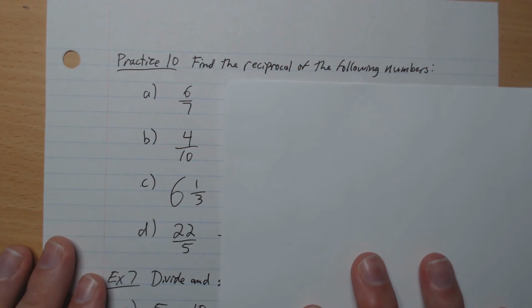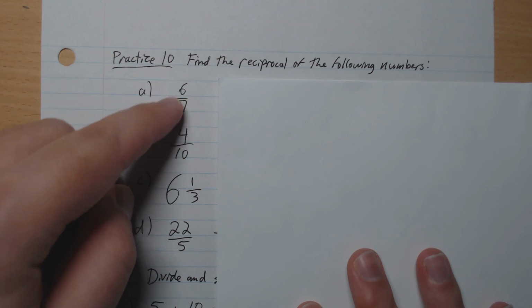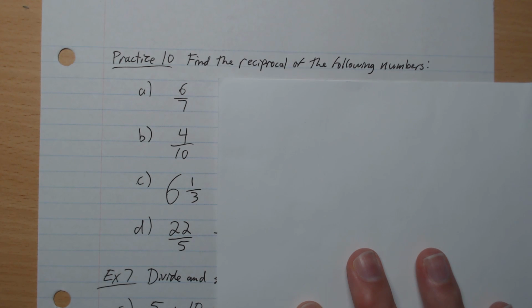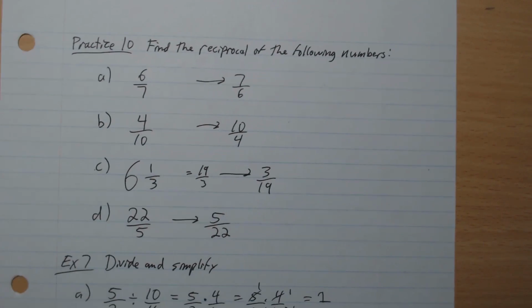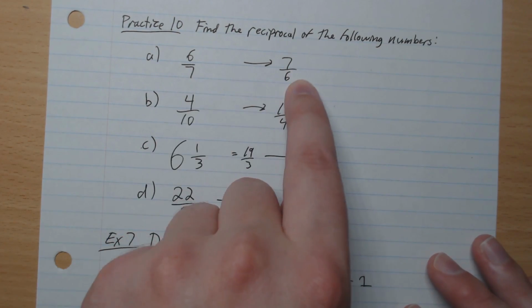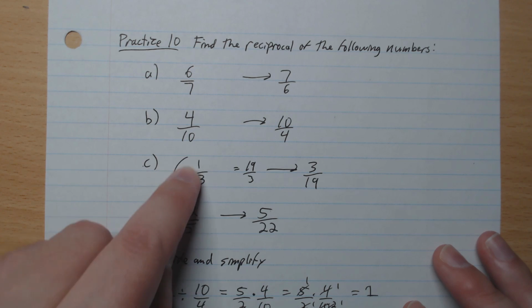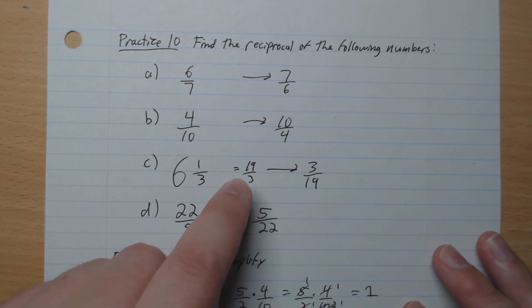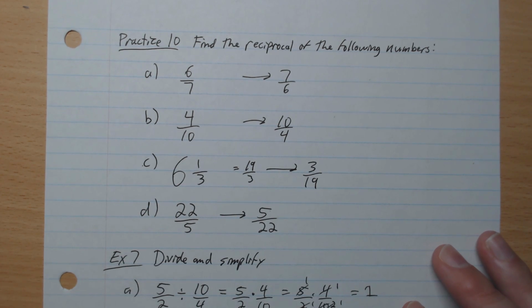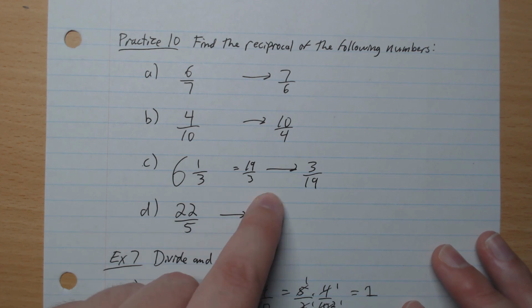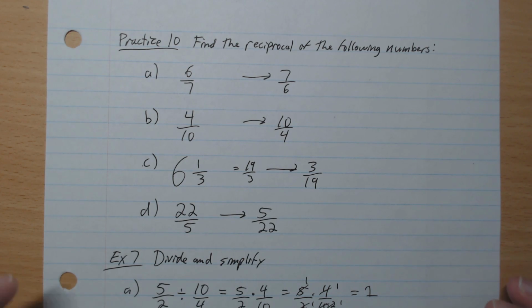Okay, practice number 10. Find the reciprocal of the following numbers. Go ahead and pause the video and answer that. Okay, so 6 over 7 is 7 over 6. 4 over 10 is 10 over 4. 6 and 1/3 is 19 over 3, and so the reciprocal is 3 over 19 like that. 22 over 5, reciprocal 5 over 22.